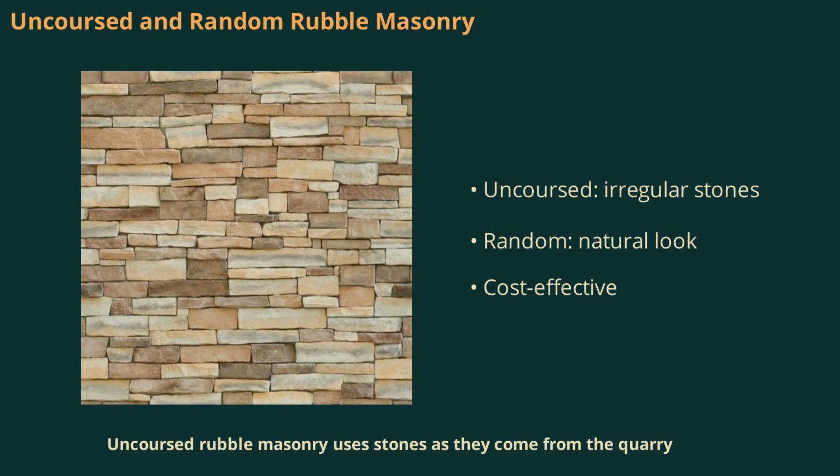Uncoursed rubble masonry uses stones as they come from the quarry, with little dressing. Courses are irregular, and larger stones are laid first, with gaps filled by smaller pieces. Random rubble masonry arranges stones of irregular sizes and shapes for a natural look. If face stones are chisel-dressed and joints are thin, it's called random rubble I-sort. If hammer-dressed with thicker joints, it's II-sort. These types are cost-effective and often used for compound walls and simple structures.